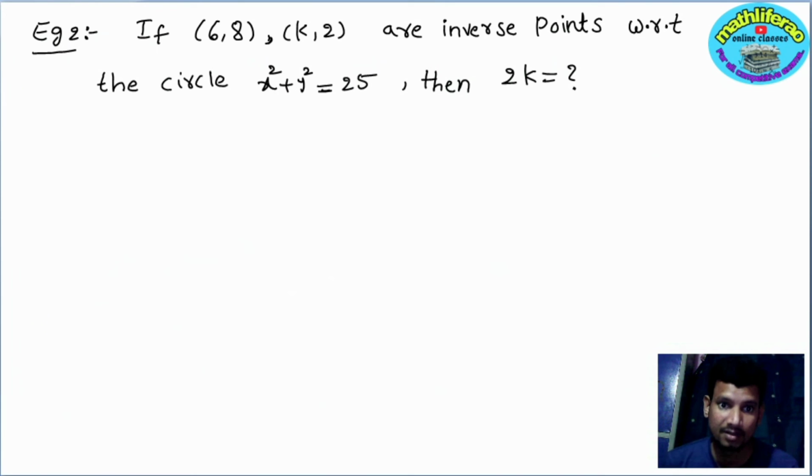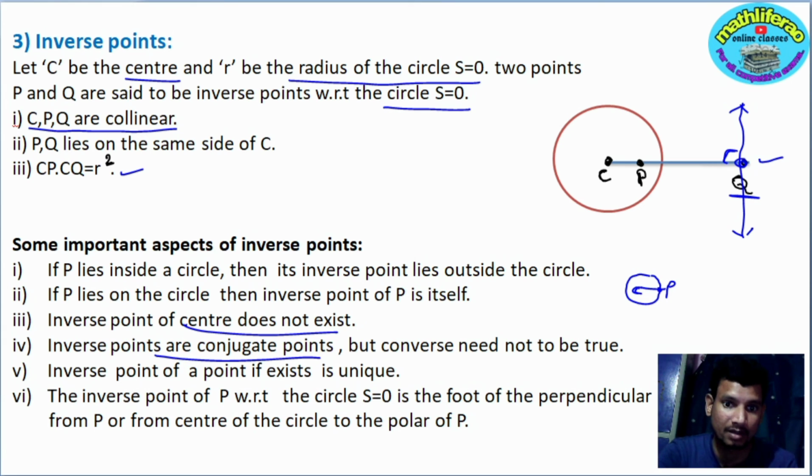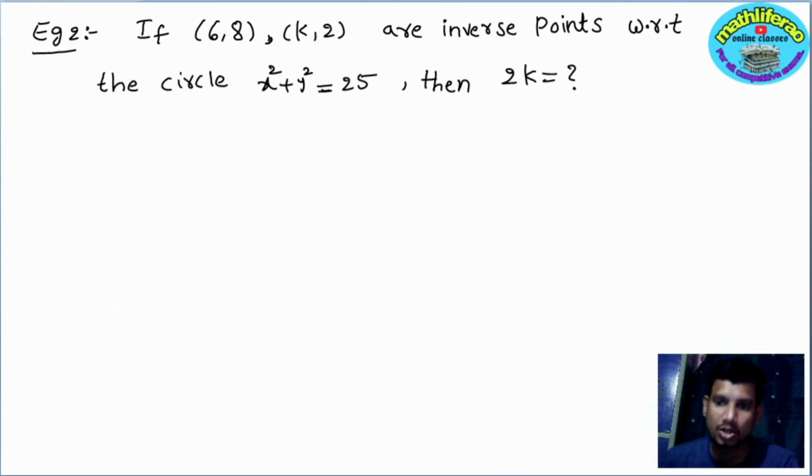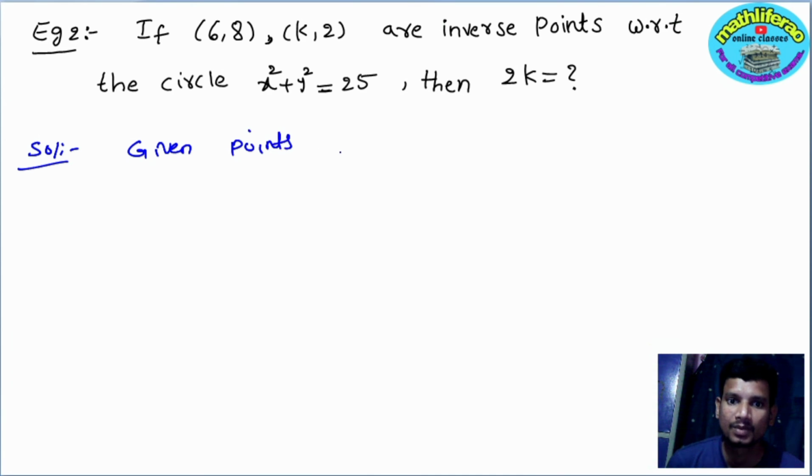One simple example here. If (6, 8) and (k, 2) are inverse points with respect to the circle x square plus y square equal to 25, then find the 2k value. The condition we use here is the fourth one: inverse points are conjugate points. When two points are conjugate points, we take the condition S12 equal to 0. So the solution: given points P of (6, 8) and Q of (k, 2), these are x1, y1 and x2, y2.